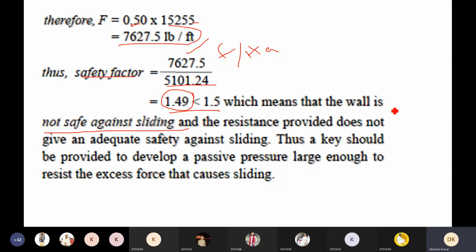And the resistance provided does not have an adequate safety against sliding.